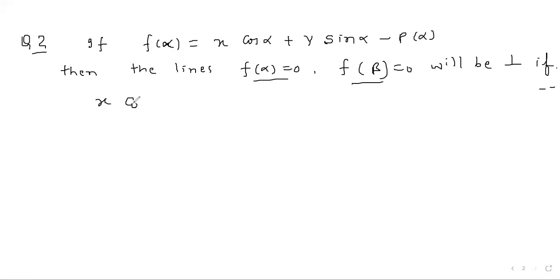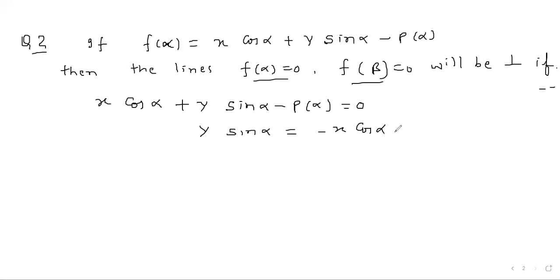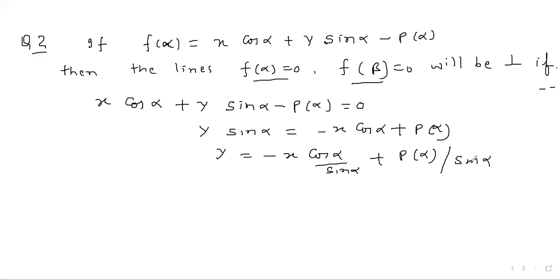What do we get? x cos alpha plus y sin alpha minus p(alpha) equal to 0. So we can get the slope of this line. y sine alpha equals minus x cos alpha plus p(alpha), or y equal to minus x cos alpha upon sine alpha plus p(alpha) divided by sine alpha. So the slope will be minus cos alpha upon sine alpha.